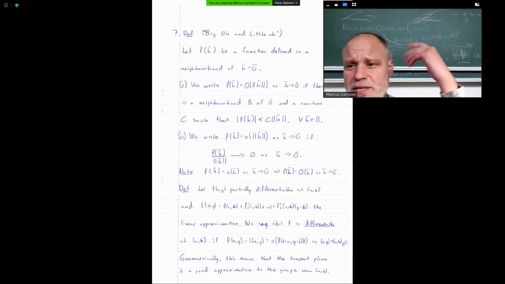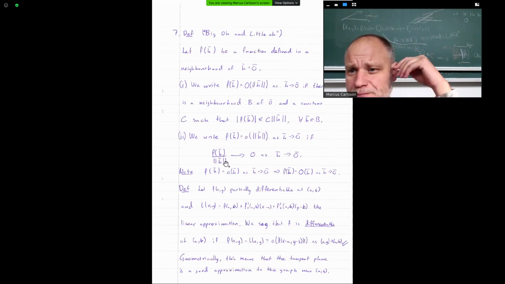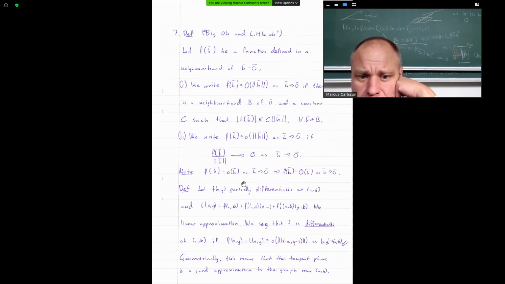So if you understand this in the one variable setting, the multivariable setting is exactly the same. It's just that you look in all directions at the same time, right? So instead of dividing by x, you divide with the norm of h.